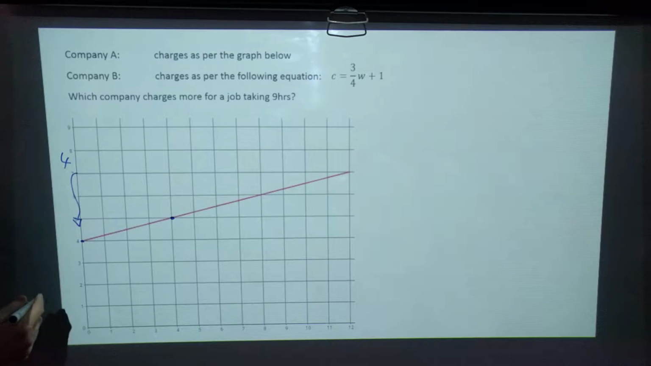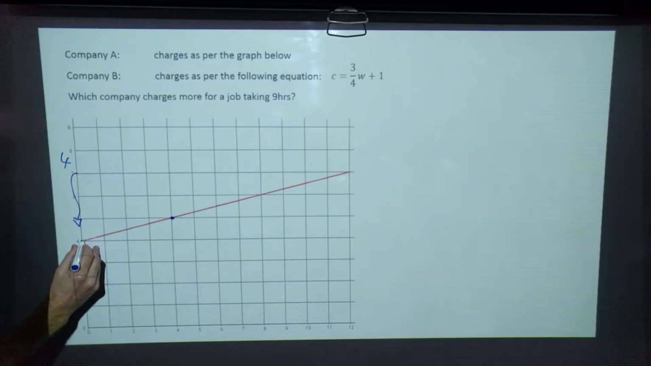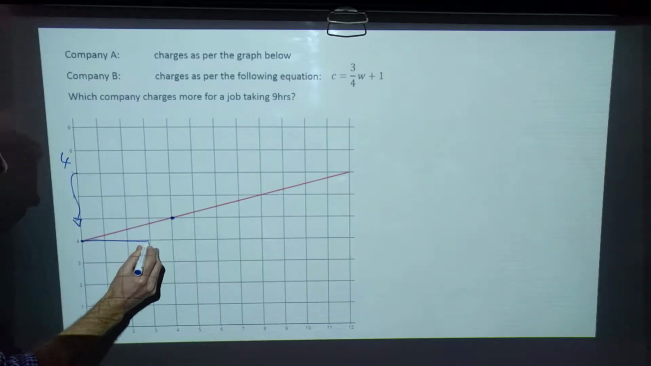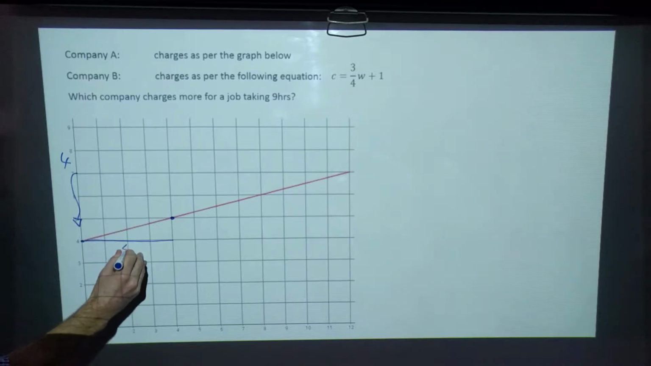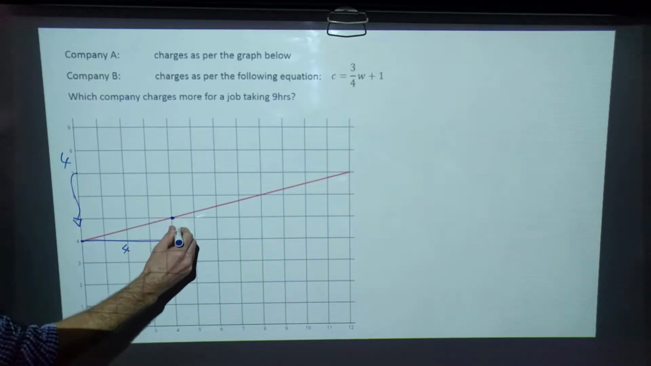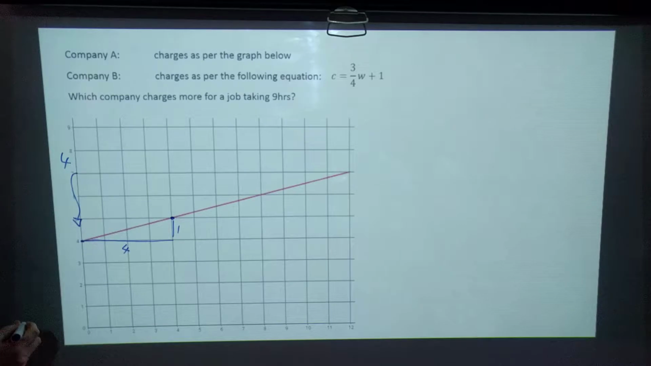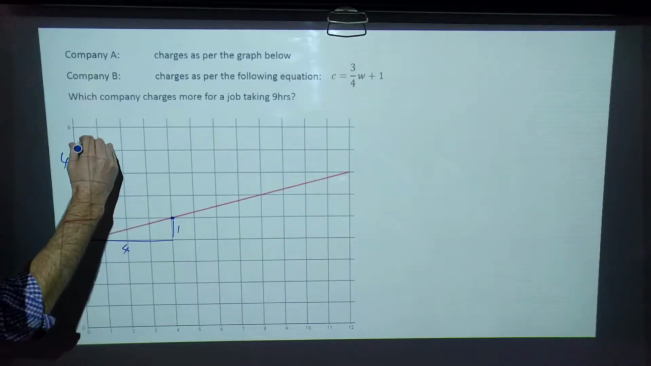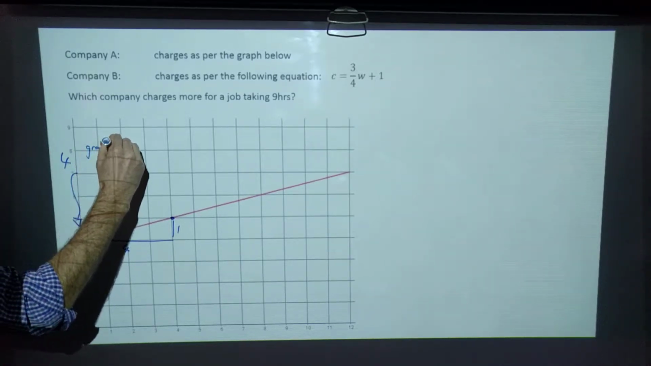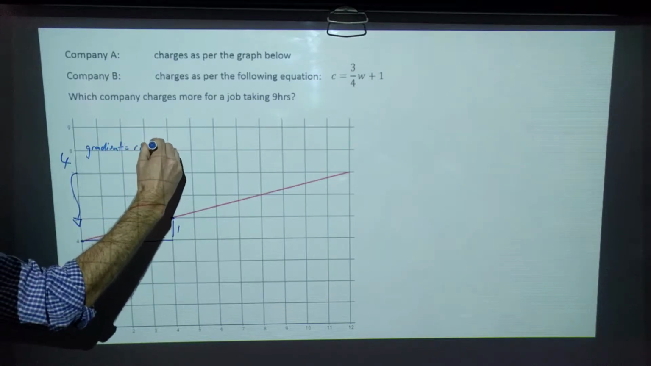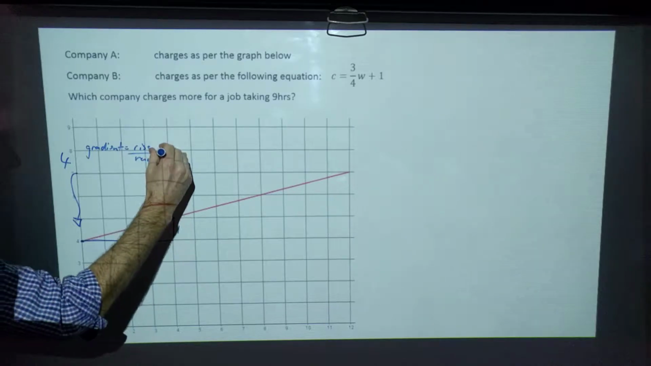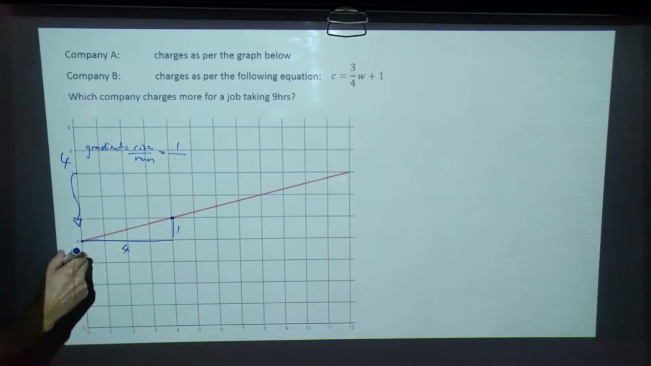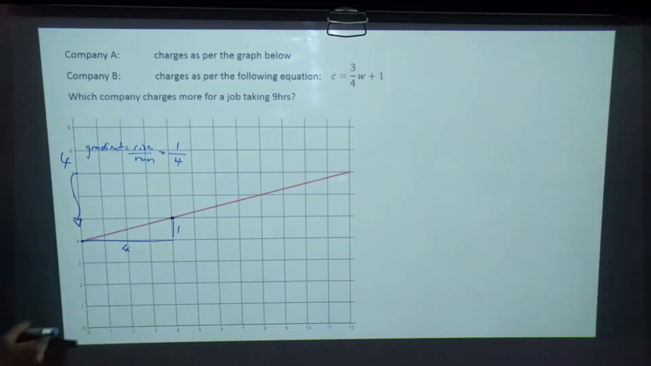Okay, and we can use the rise over run to help us find the gradient. So we go across from the first point and count how many squares. 1, 2, 3, 4. And we count how many squares up. It's gone 1. So the slope or the gradient of this graph is a rise over the run, and this one has gone up 1 and it's gone across 4.